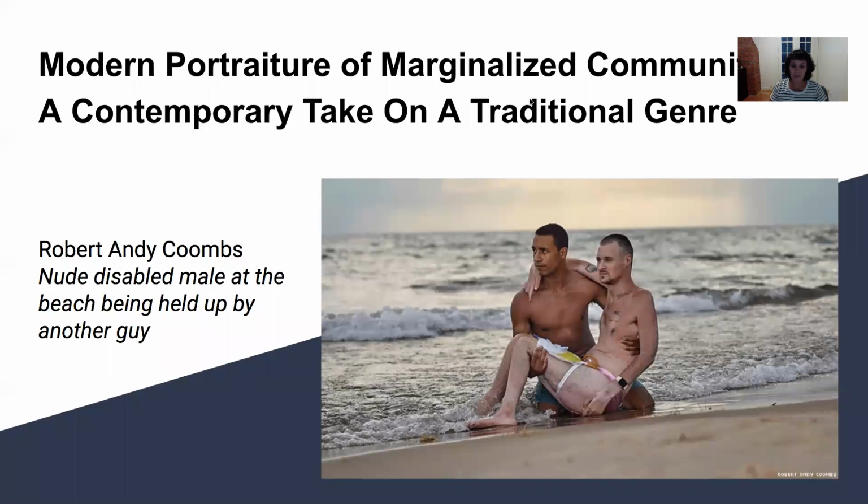Modern portraiture of marginalized communities, a contemporary take on a traditional genre. This course highlights the contemporary portraiture of marginalized communities across 5 two-hour lessons. Using a historical lens, this class examines both the art and artists of underrepresented populations.